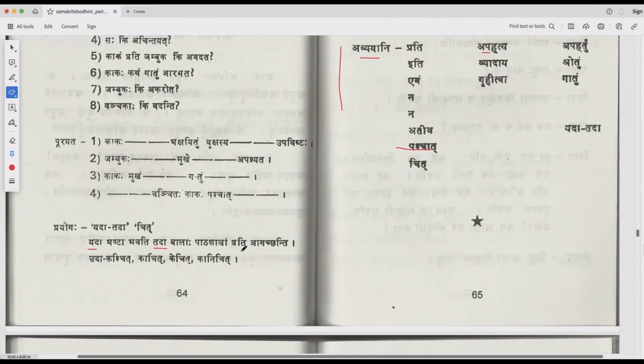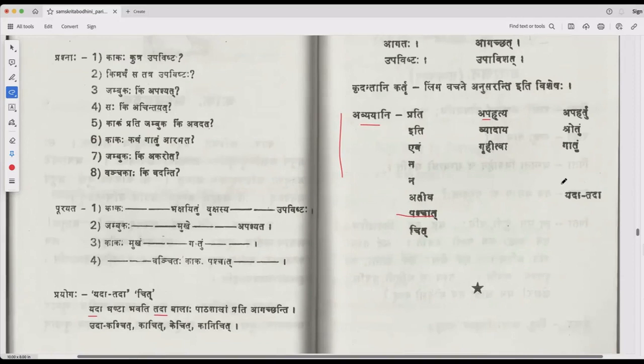So in that sense you use when and then. This yada tada again is an avyaya. Okay. What did you use for crops? Sasyani. Vrihayaha. Ha, we have seen vrihihi also. Vrihayaha. Sasyani is also another word for crops.